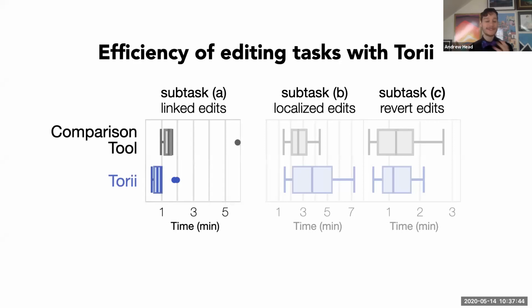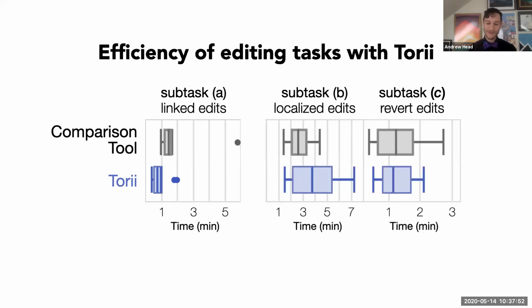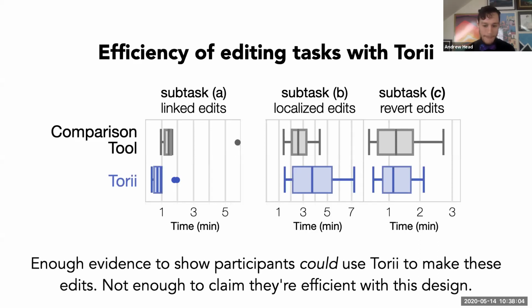What we observed was that there was a tendency for the task to be completed more quickly with Torii than with the comparison tool. The other subtasks, which we won't really talk about, appear to require a little bit more practice, and a little bit of restructuring of authors' mental models. Our main takeaway from these efficiency measurements is that it was clear that participants were capable of using Torii in order to make these edits. And there's just not enough evidence with the 12 participants that we included in the current study to claim that it makes the experience more efficient at this time.